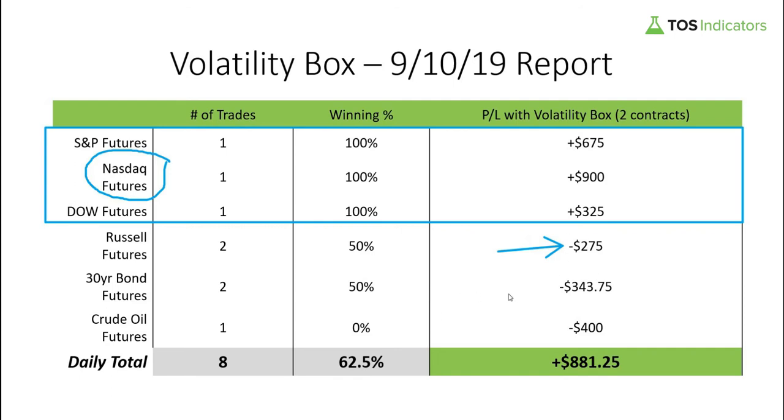Same situation on the bonds. We had two trades set up, one positive, one negative, for a negative P&L on the bonds of 343.75. And finally, we had one trade in crude oil. This was unfortunately one of those trades where as soon as we got our entry order filled, our stop order was also hit pretty soon thereafter. And so that was a loss on both contracts as well. However, our winners in the S&P, the NASDAQ, and the Dow helped us end the day up slightly positive, $881 and some change.